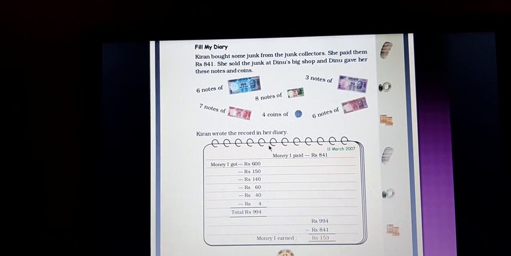Kiran wrote the record in her diary. She used to maintain the diary, meaning what amount is paid. So she has to maintain all that: how much she paid, how much she got back, how much she spent, and how much profit she had. All those she has to maintain. So in that, one example is given here. We will see that.